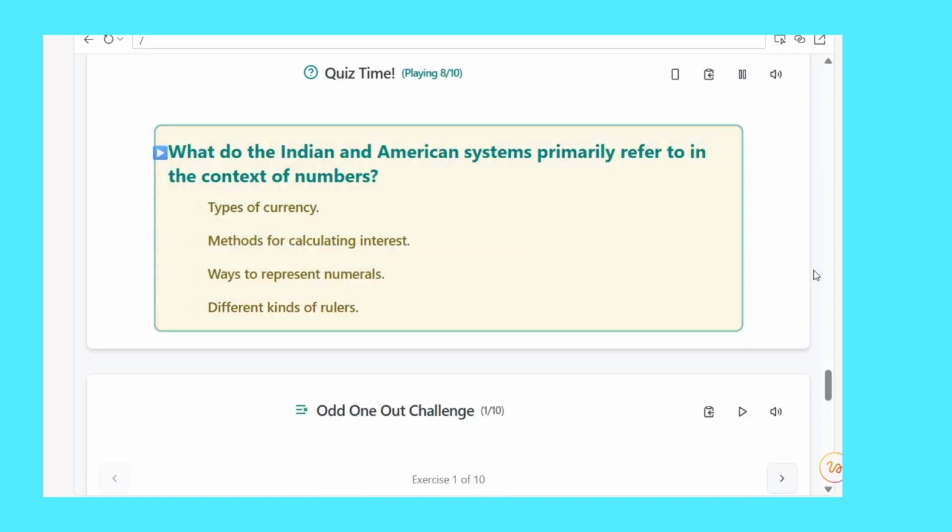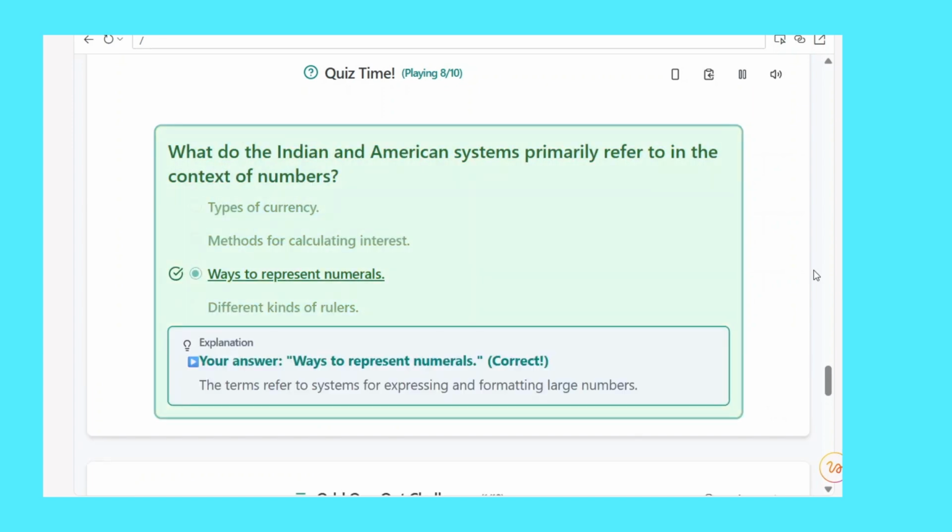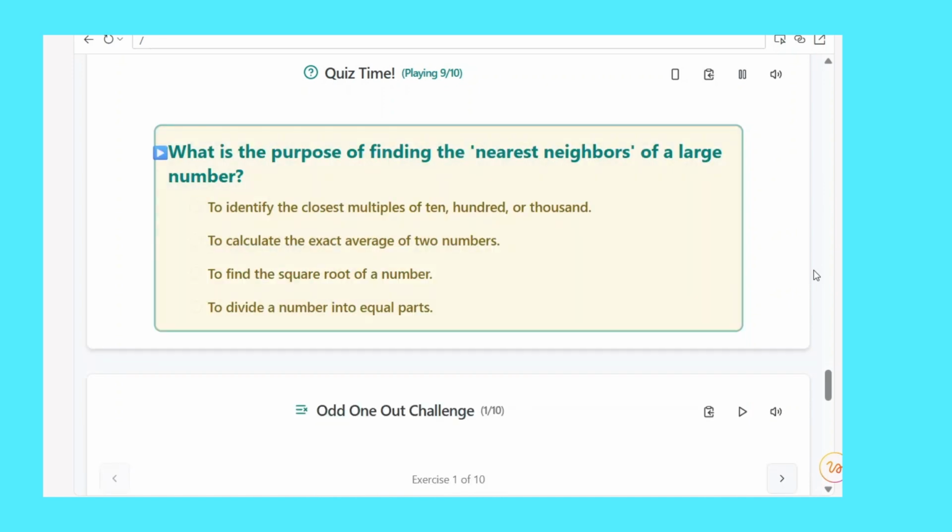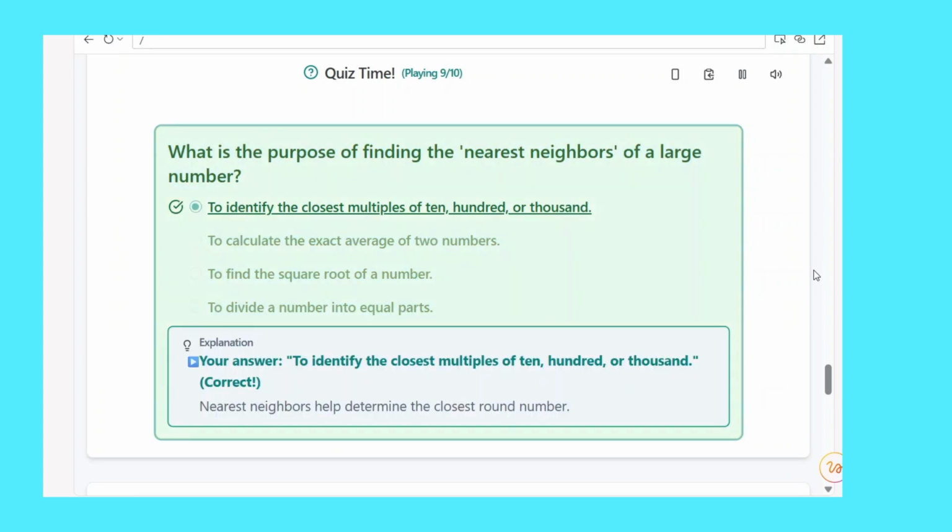What do the Indian and American systems primarily refer to in the context of numbers? The correct answer is ways to represent numerals. Explanation: the terms refer to systems for expressing and formatting large numbers. What is the purpose of finding the nearest neighbors of a large number? The correct answer is to identify the closest multiples of 10, 100, or 1000. Explanation: nearest neighbors help determine the closest round number.